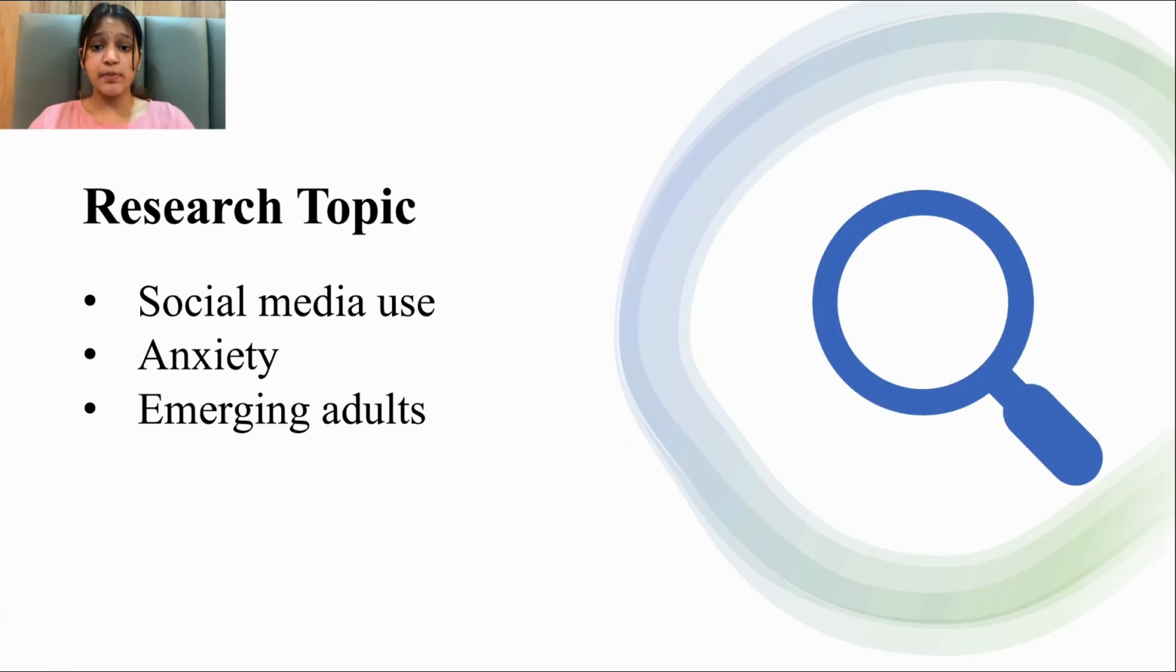Now, the research topic that was chosen was the relationship between social media use and anxiety in emerging adults. This topic is highly relevant in contemporary psychological research due to the widespread use of social media by young adults and the ongoing concerns about mental health outcomes. Using this topic allowed me to explore whether AI could actually assist in structuring a psychological research idea while still requiring human judgment to evaluate accuracy and relevance.